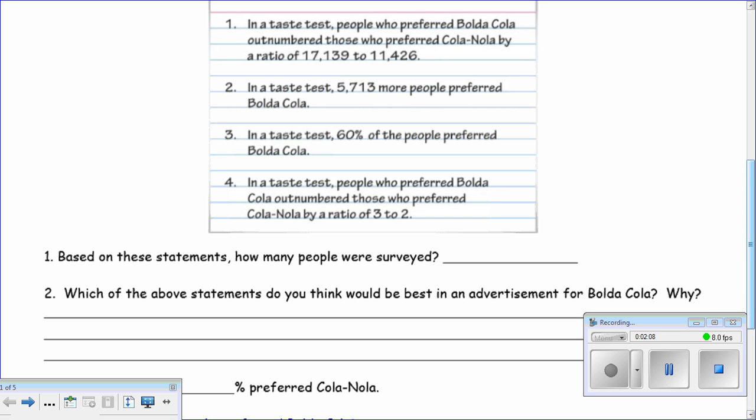Yes, you can use calculators on these. I'll give you a minute to grab your calculators. Once you get your calculators, look over question 1. These statements, how many people were surveyed? How can we determine how many people were surveyed out of those 4 statements?